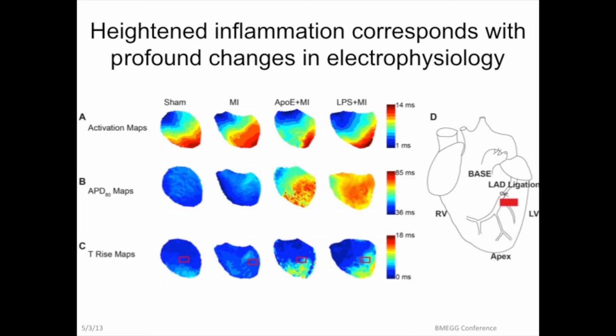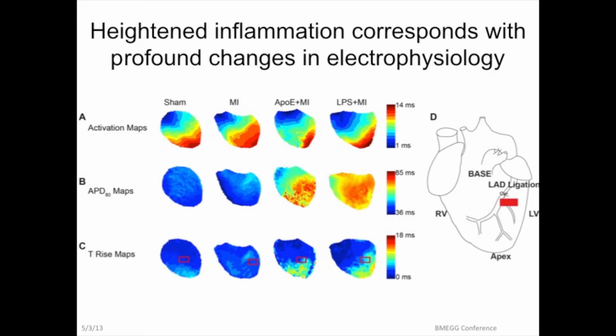So what are the results? The important thing to look at here is our wild type and our operation control animal, so they don't receive the ligation. Here you can see that they look pretty similar, but they're markedly different from our inflammatory models, this being the atherosclerotic model and our LPS-induced inflammation model. You can see that there are clear changes in activation slowing in these inflammatory models, as well as in action potential duration and activation rise time.